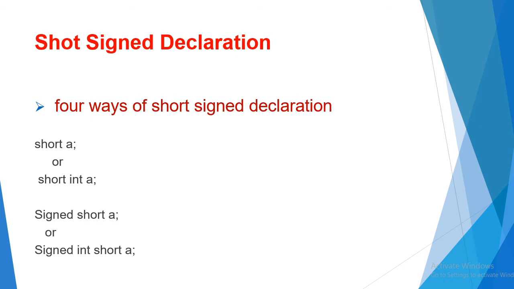You can declare with the help of short integer a. Then you can declare signed short a, or signed integer short a. From these four you can declare any one. Whenever you use these, you are declaring a short signed integer.